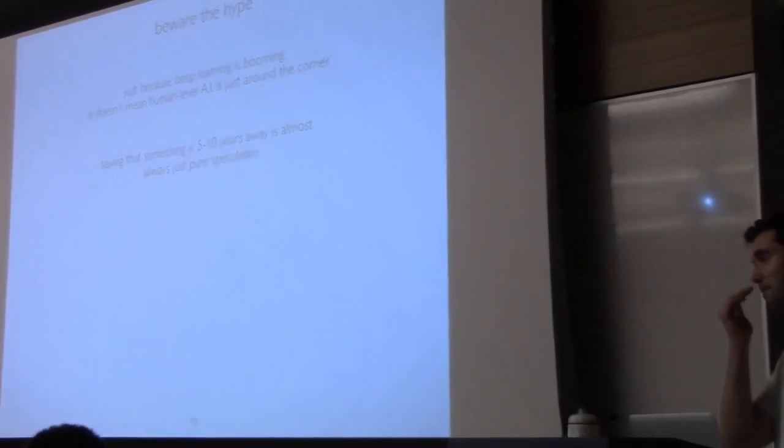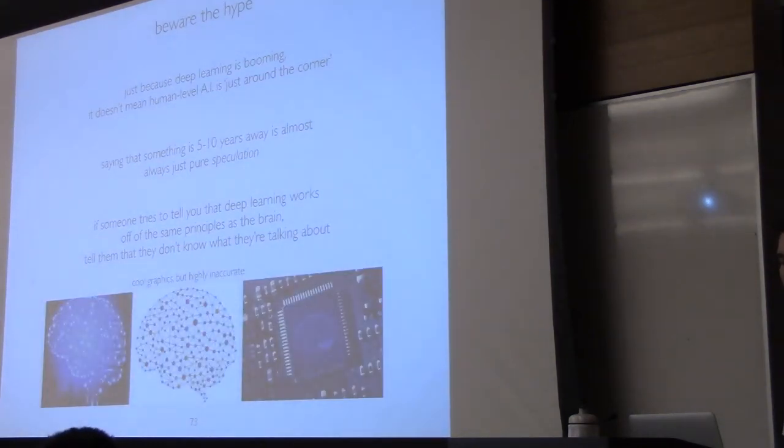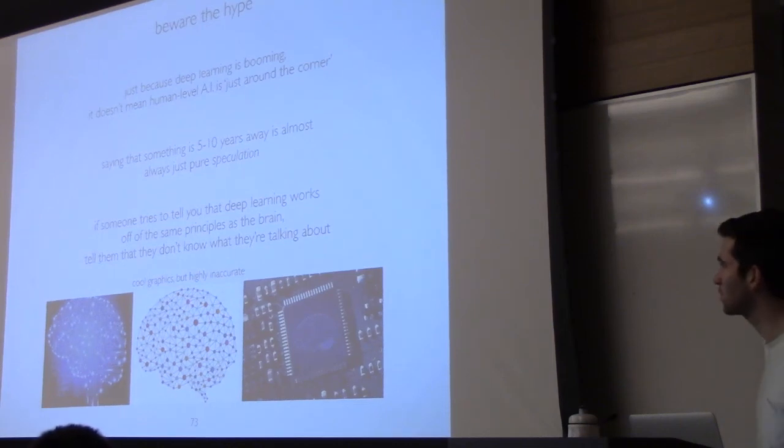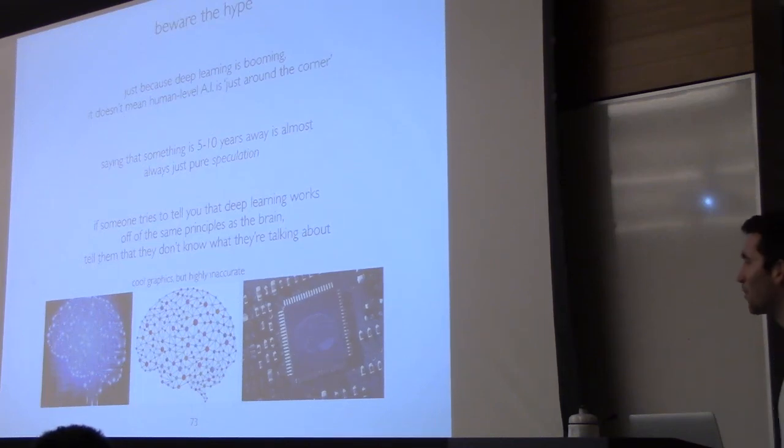But do beware of the hype, because human-level AI is not just around the corner. When somebody says something is 5 to 10 years away, really they're trying to tell you that they don't know when it's going to happen. And don't believe people that tell you that deep learning works like the brain. It really is only a very superficial resemblance. And just because somebody has some cool graphics, it doesn't mean that they're accurate. I can't tell you how annoyed I get when I see computer chip brains, oh, we finally figured out intelligence. No, you haven't.